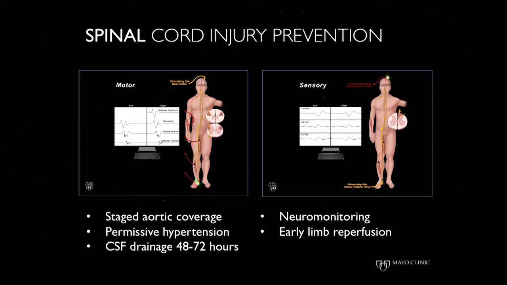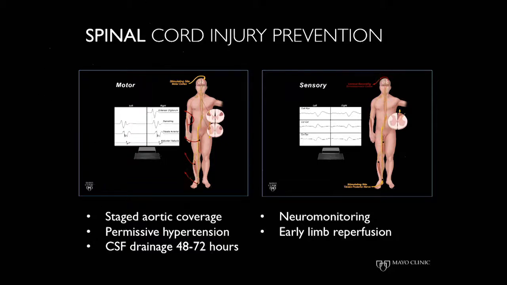Our spinal cord injury prevention protocol is very important in this case. We use a staged aortic coverage as depicted here, with previous TEVAR followed by the completion thoracoabdominal repair, permissive hypertension, routine CSF drainage for 48 to 72 hours, neuromonitoring, and early limb reperfusion.